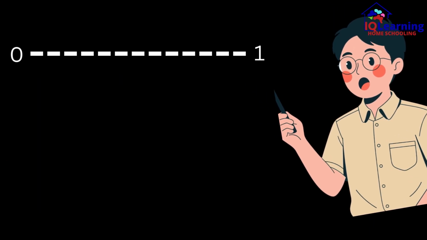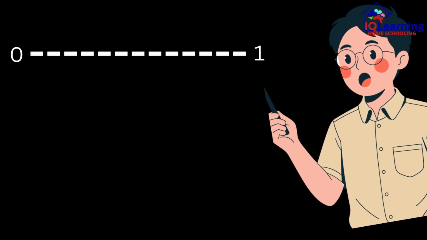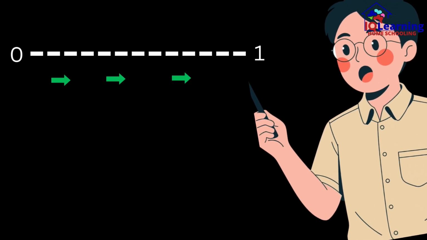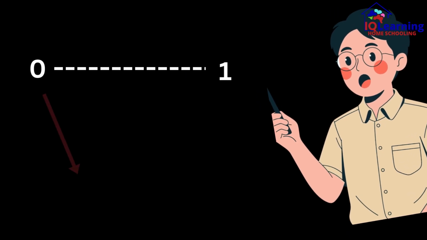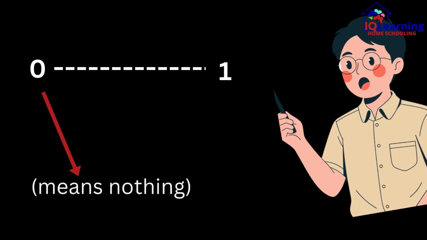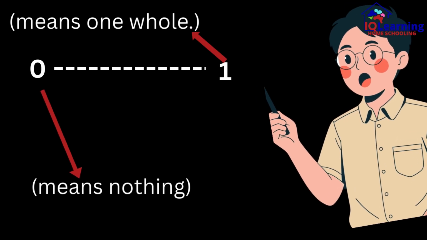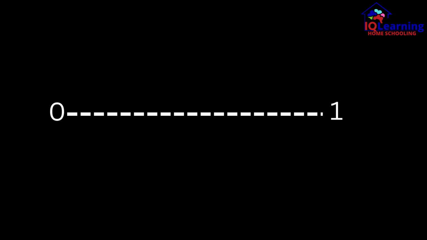A number line shows numbers in order, from small to large, moving from left to right. On a number line, 0 means nothing, and 1 means one whole. Every fraction between 0 and 1 shows how much of the whole we have. So fractions like 1 over 4, 1 over 2, and 3 over 4 all fit somewhere between 0 and 1.